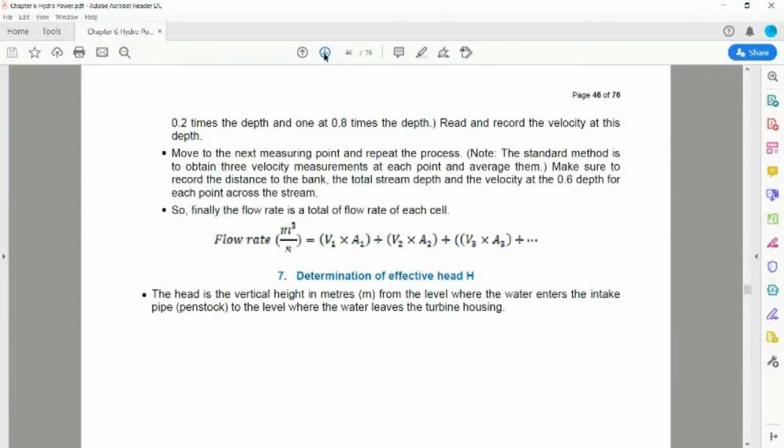Okay, number 7, determination of effective head, H. The head is the vertical height in meters (m) from the level where the water enters the intake pipe, which is the penstock, to the level where the water leaves the turbine housing.